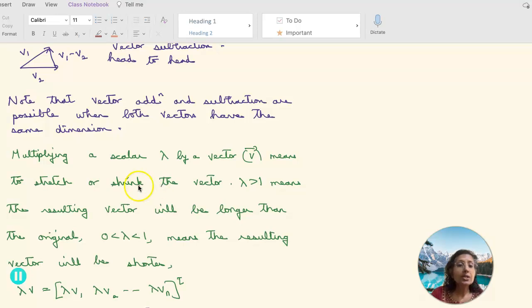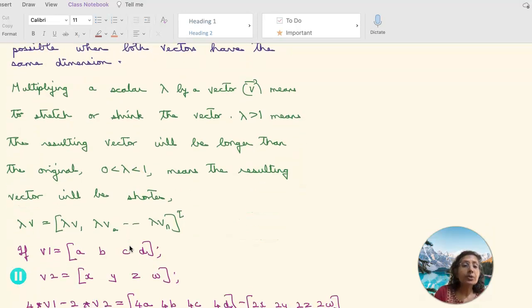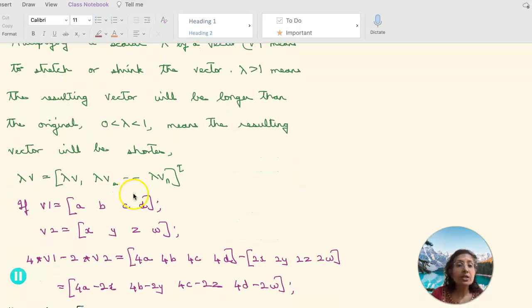Now, multiplying a scalar lambda by a vector v means to stretch or shrink the vector. Lambda greater than 1 means the resulting vector will be longer than the original, and lambda between 0 and 1 means the resulting vector will be shorter. So lambda v we can write as (lambda v1, lambda v2, ..., lambda vn) transpose.